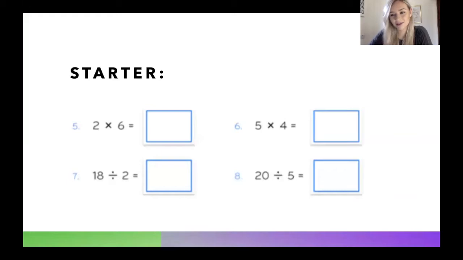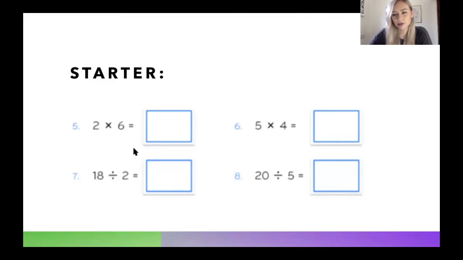Pause the video to solve these questions. Okay, well done for having a go at these. Hopefully some of you will be quite familiar with doing this because you would have been practicing on Times Table Rock Stars, and you should be feeling a little bit more confident with your times tables, which means multiplication and division is going to seem a little bit easier for you.